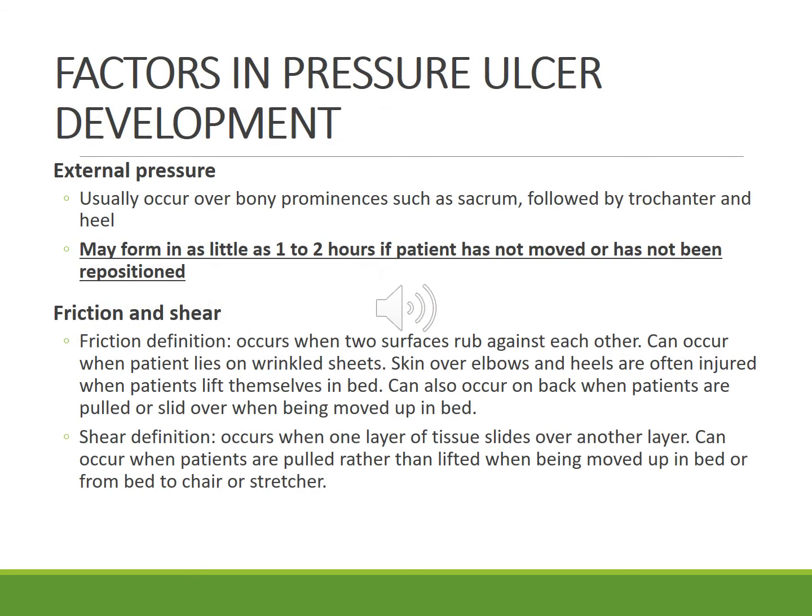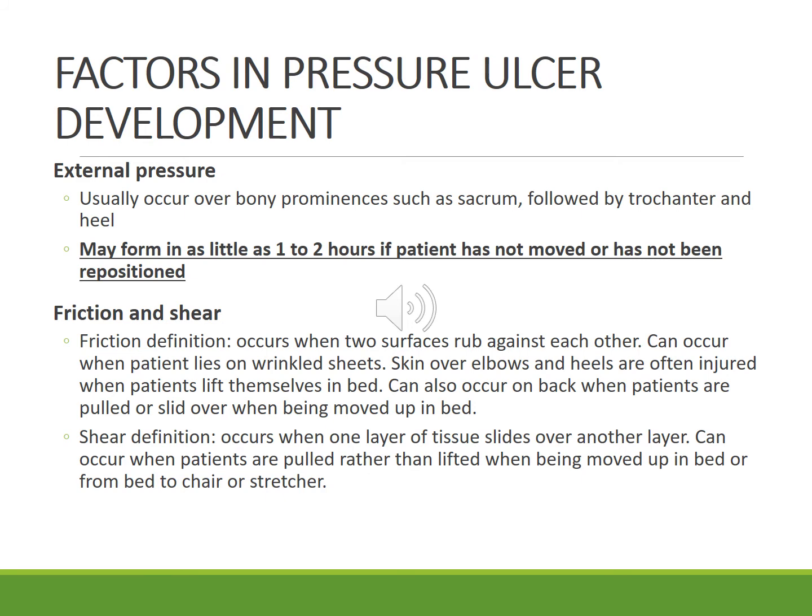So when we think about factors that develop a pressure ulcer, it's again that external pressure. As I said, you have a bedridden patient, it usually occurs over their bony prominences, such as their sacrum, followed by their trochanter and heel. They can form very quickly. They can form in as little as 1 to 2 hours if a patient has not been moved or repositioned. So that's why when you have a patient with decreased mobility or they are bedridden, it is so important that we are turning our patients, that we are repositioning them, because again, these can form very quickly.